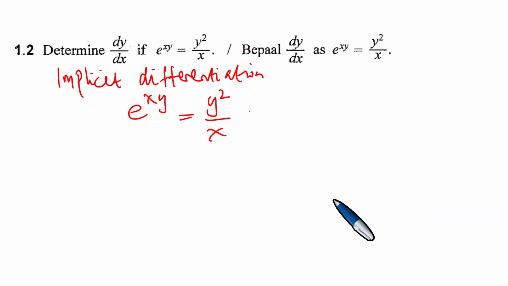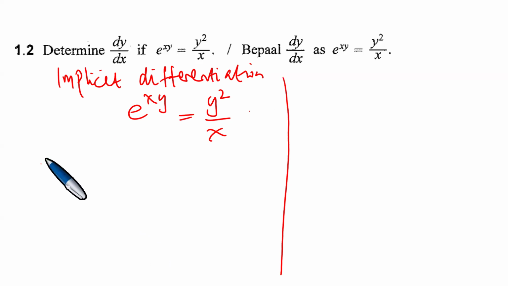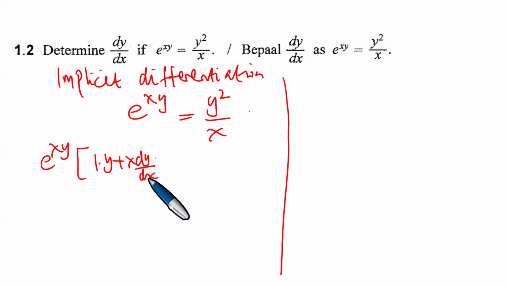What do you think is the answer to this one? It's a bit long, so I'm going to ask you part by part. What is the derivative of e to the power xy? Good. So it is e to the power xy, then you multiply by the derivative of the top. The derivative of xy becomes 1 times y, plus x dy/dx.